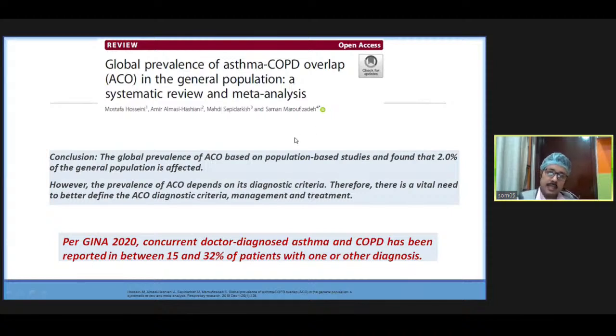So as I said earlier, there is another variant. One was peripheral blood eosinophilia, and number two is the global prevalence of asthma COPD overlap. Based on population-based studies, around 2% of the general population is affected. And as per GINA 2020, concurrent doctor-diagnosed asthma and COPD has been reported in between 15% to 32%. So there is a group of COPD which is called asthma COPD overlap.